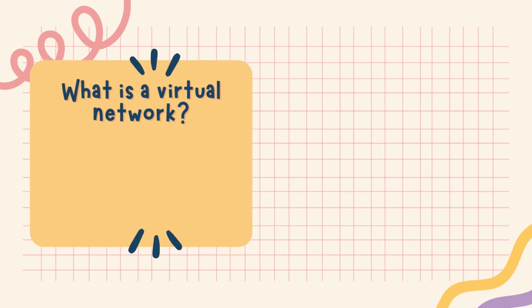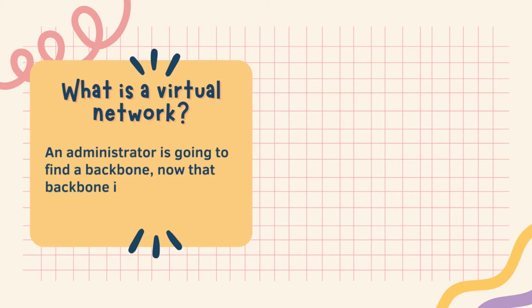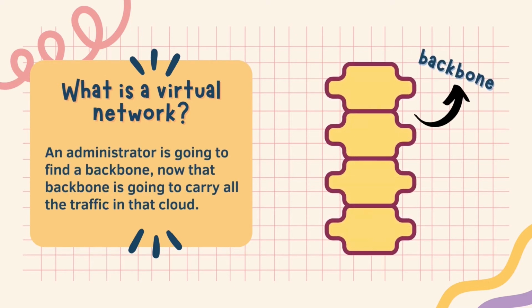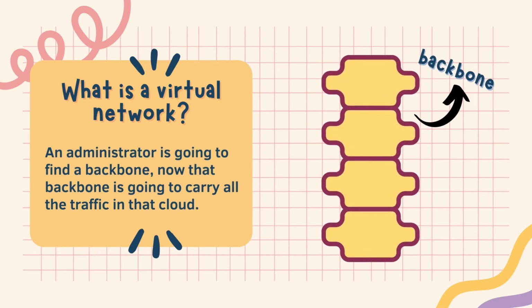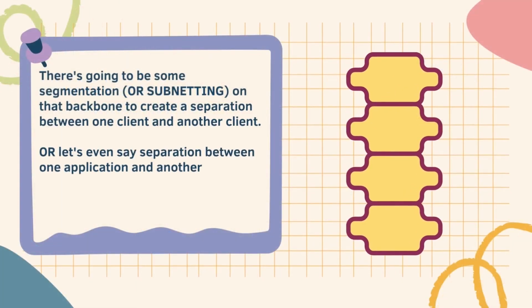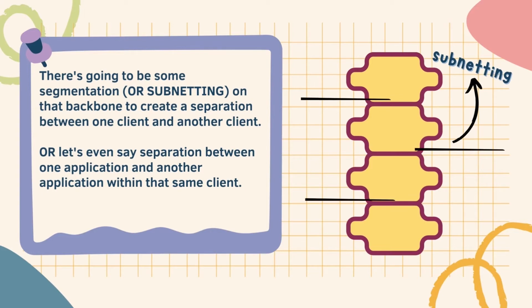Now, what is a virtual network? Well, to help you understand that, let me explain how we deploy a network in a standard public cloud. An administrator is going to define a backbone. That backbone is going to carry all the traffic in that cloud. There is going to be some sort of segmentation or subnetting on that backbone to create a separation between a client and another client, or, let's say, separation between one application and another application within that same client.